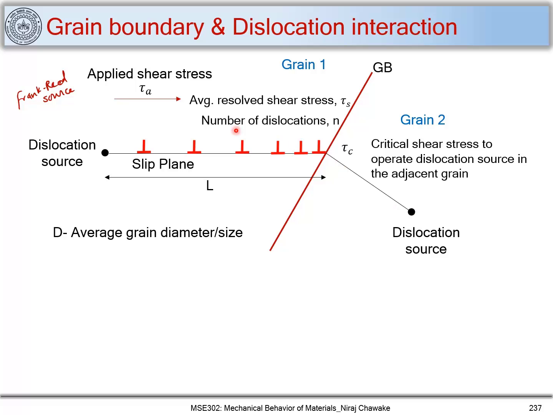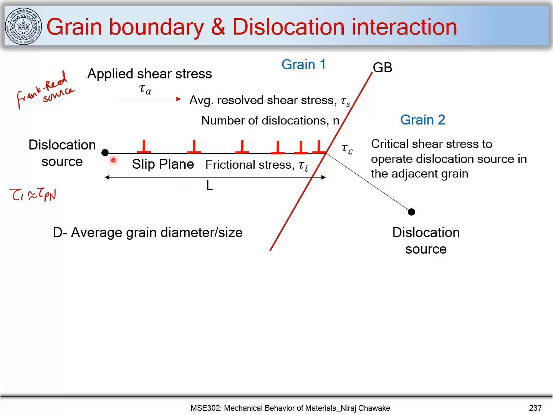Now let's consider the average resolved shear stress to be tau s, and let's say a frictional stress tau I. That is, when this dislocation glides on this slip plane, there will be an inherent resistance offered by the grain, and that is called a frictional stress. This frictional stress can be equal to your tau p, and let me write that down here. So this tau I can be equal to the Peierls-Nabarro stress, that is a frictional stress offered by grain 1 in this case.